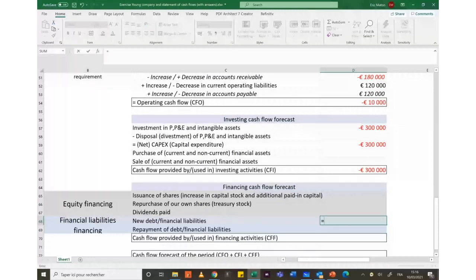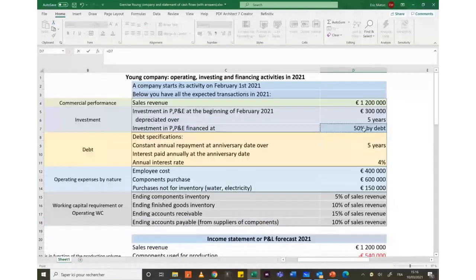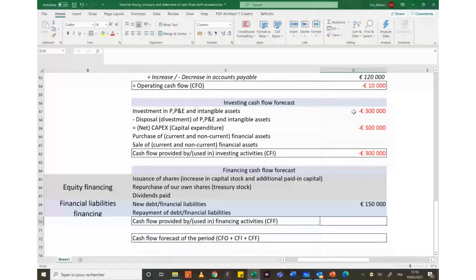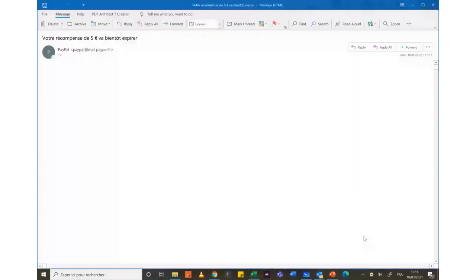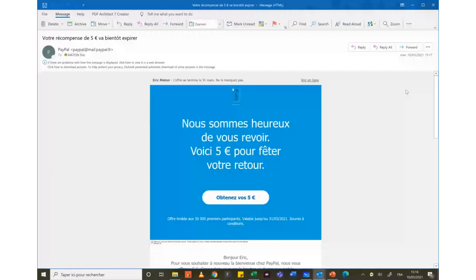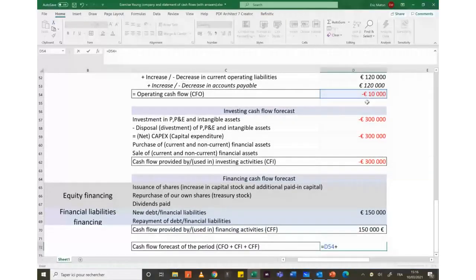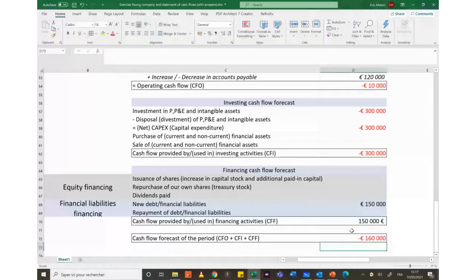So I have a new debt. The new debt is 50% of 300,000. So here in the financing cash flow, I have only the new debt, 150. Now I can calculate the cash flow of the period. The cash flow of the period is the operating cash flow, plus the investing cash flow, plus the financing cash flow, minus 160,000.